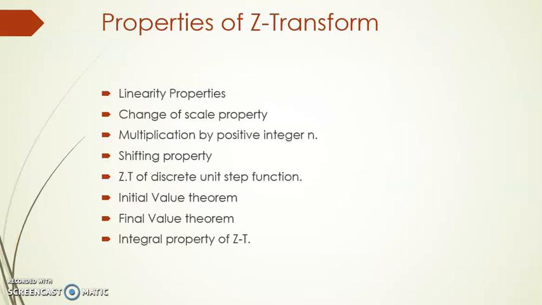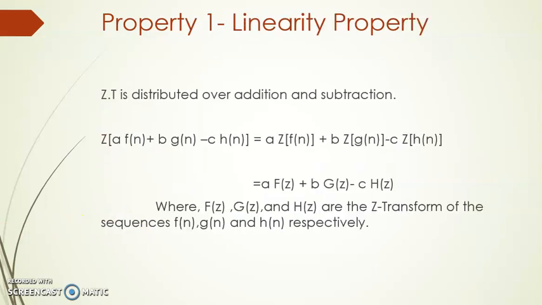Now, properties of Z-transform. We have here 8 properties of Z-transform: linearity property, change of scale property, multiplication by positive integer and shifting property, Z-transform of discrete unit step function, initial value theorem, final value theorem, and integral property. So let us discuss the properties. Property 1, linearity property. Z-transform is distributed over addition and subtraction.